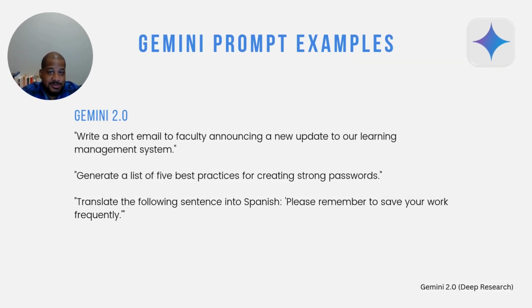So now let's just look at some examples of what we can enter in to each of these different model types. So with 2.0, which everybody now, if you've used Gemini, then you've used the 2.0 option and you've entered in prompts probably similar to this. Write a short email to faculty announcing a new update to our learning management system. Generate a list of 5 best practices for creating strong passwords. Translate the following sentence into Spanish. Please remember to save your work frequently. That's the sentence that we would want translated. It would go ahead and do that for us inside of 2.0.